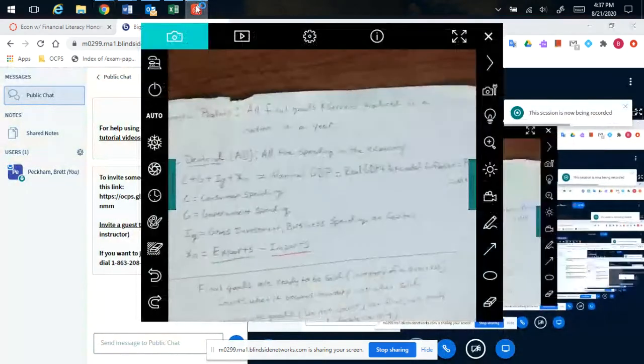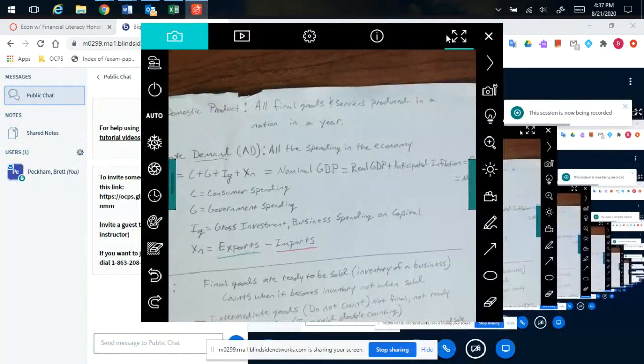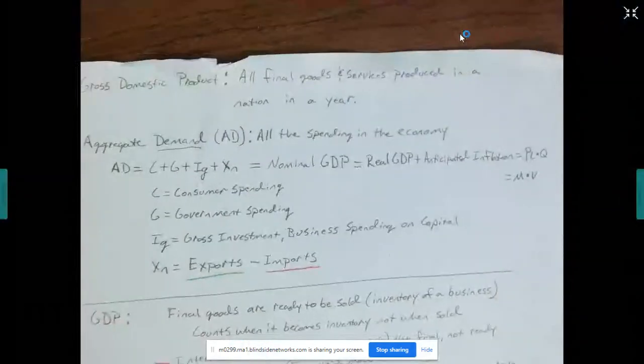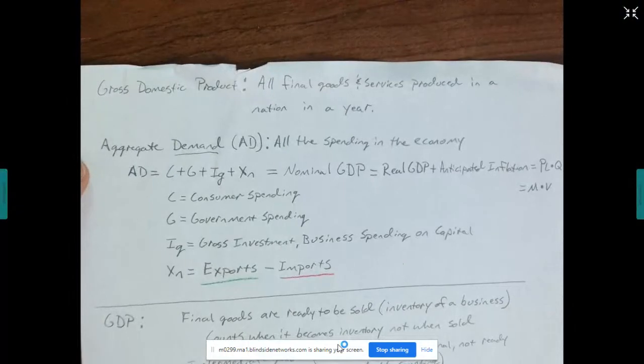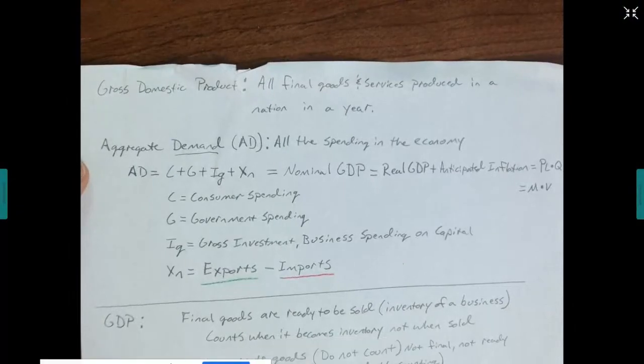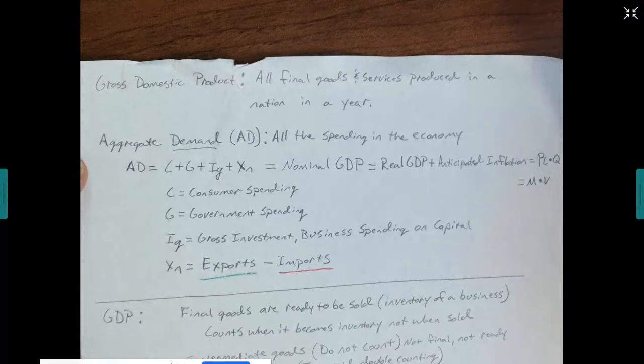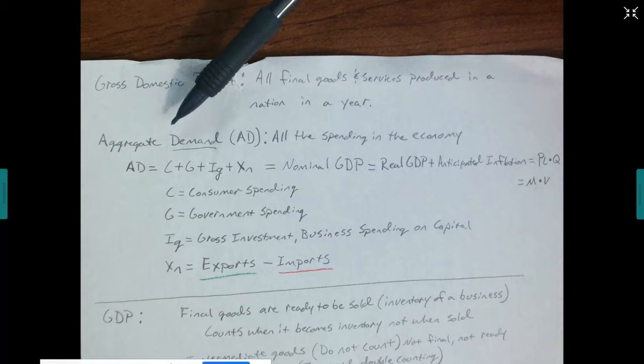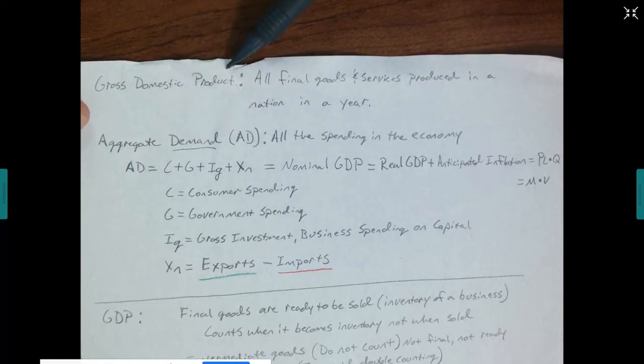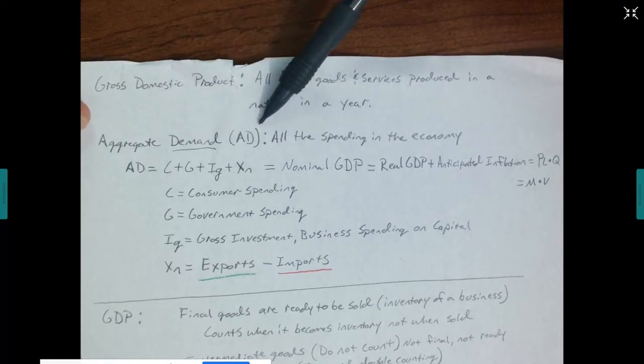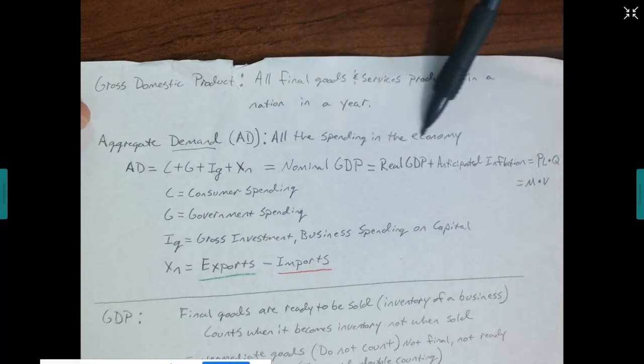So we're going to take a look here at Chapter 12 in GDP. Gross domestic product is all final goods and services produced in a nation in a year. Aggregate demand, which is all of the demand of the entire economy, helps represent GDP. It is all the spending in our economy.